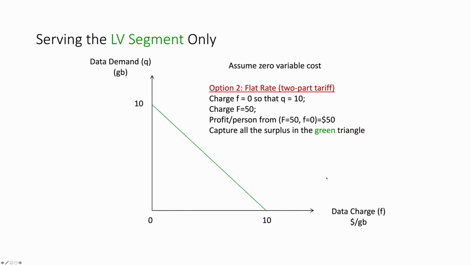Now, the second option, again, serving low value segment only. Again, assume 0 variable cost. So what about if we charge only a flat fee instead of the per gigabyte cost? So we force small f to be equal to 0. Because there's no data charge, Q equals 10 based on the demand curve. And then we charge $50. The profit from each person is basically the big F, $50. That is, we use the pricing scheme to capture the whole triangle.